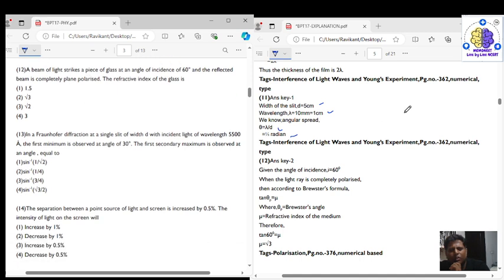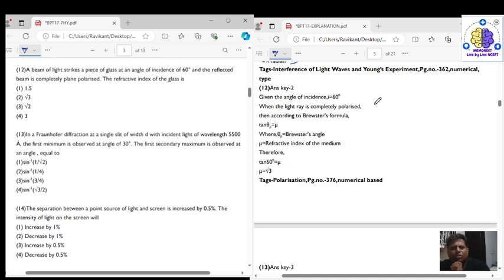Now coming to question number 12. Question number 12 says that a beam of light strikes a piece of glass at an angle of incidence of 60 degrees and the reflected beam is completely plane polarized. The refractive index of the glass is... So if the light ray incident at 60 degrees is completely plane polarized, it means it's the case of Brewster's angle. So i_p equals tan inverse of mu.